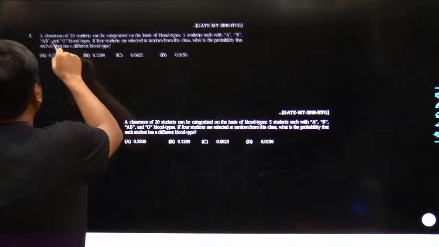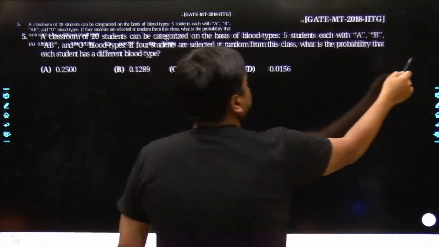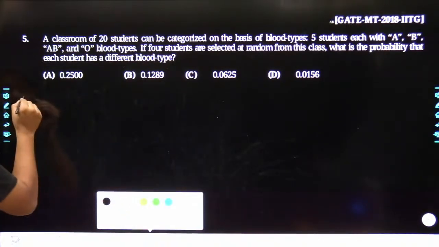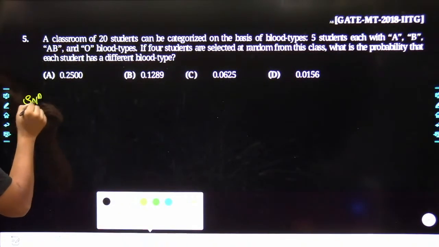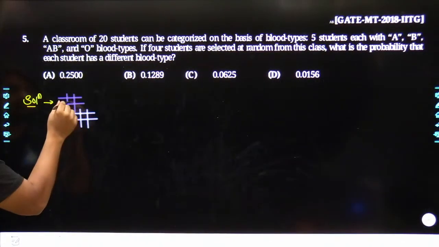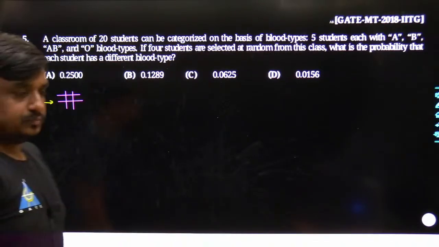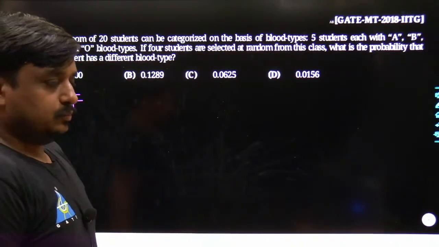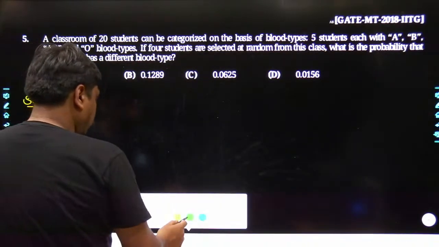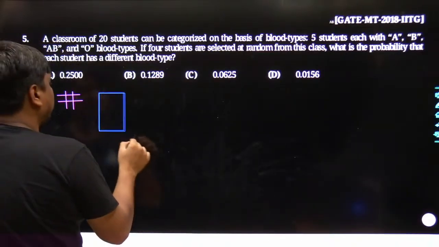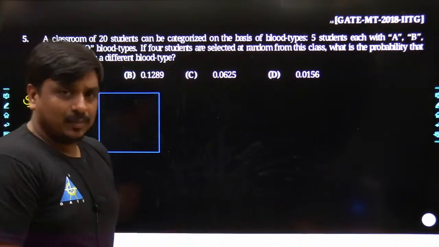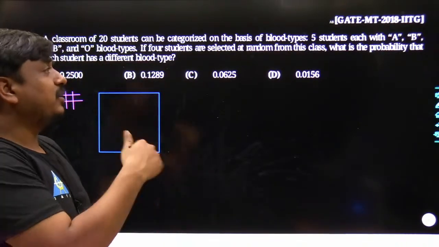No answer so far. Tell me what would be the answer. Once you read this problem carefully, you'll get to know. You had a class. Let's take, I had a class over here. Total 20 students we had, and they have been segregated, classified, bifurcated in terms of their blood group.